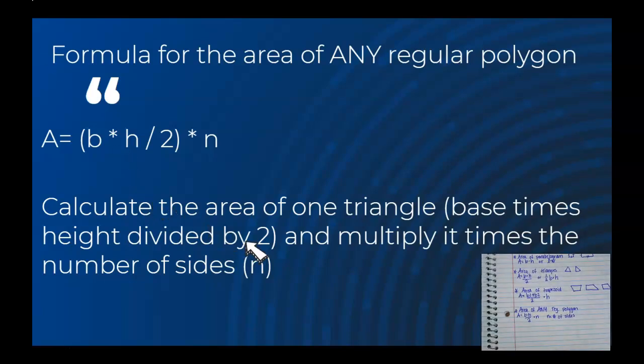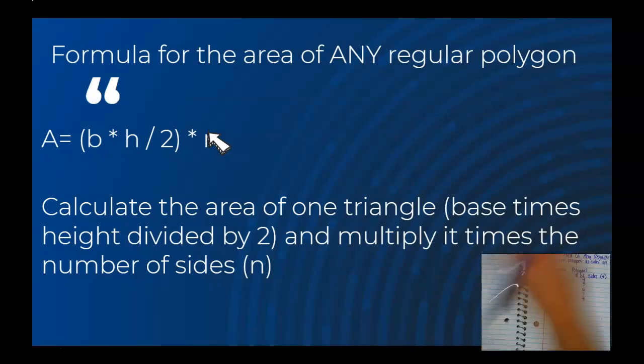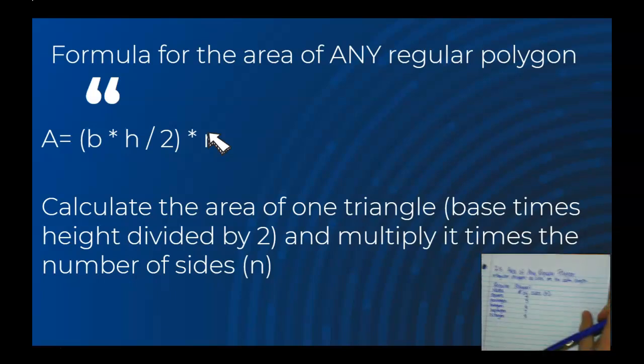I wrote it out in words on this slide also to calculate the area of one triangle, essentially. That's where your base times height divided by 2 comes in, and then take it times the number of sides. So you find one of the Trivial Pursuit pie pieces and take it times the number of those pieces that there are, essentially is the process that you're doing.